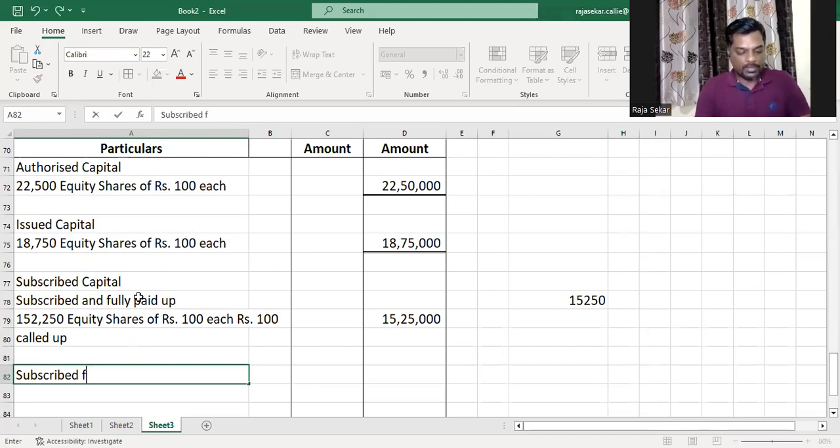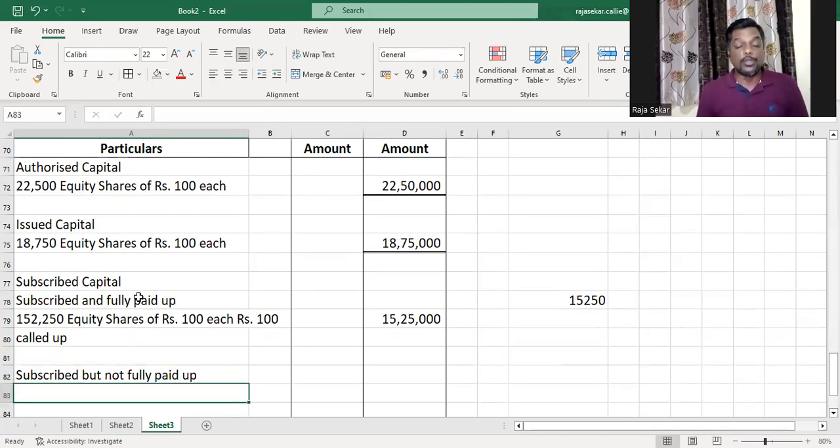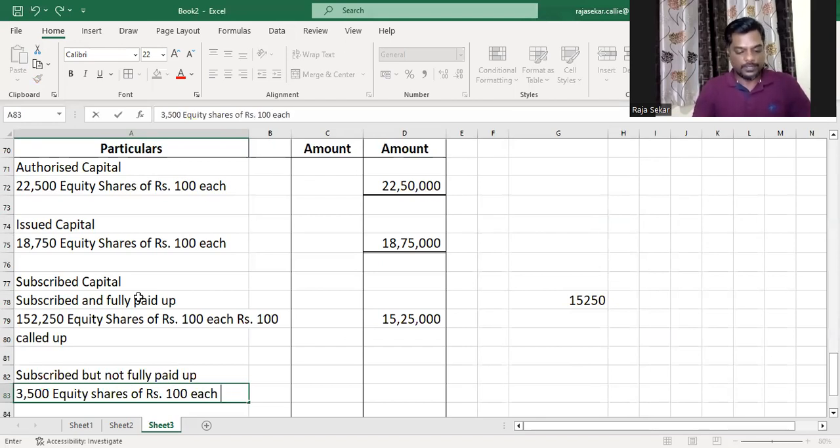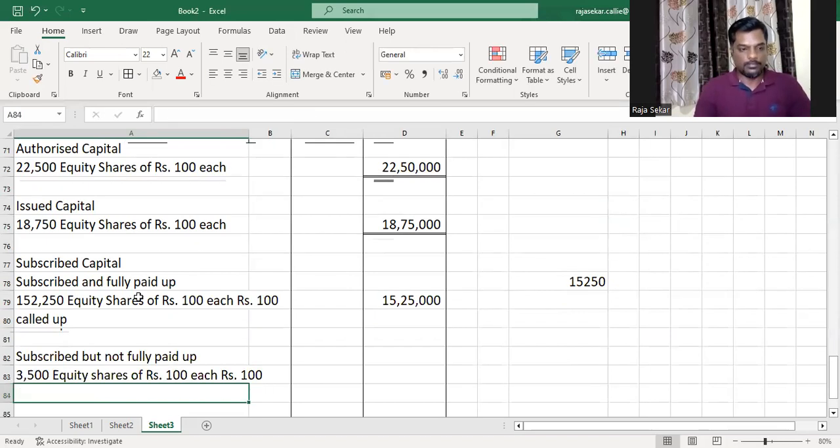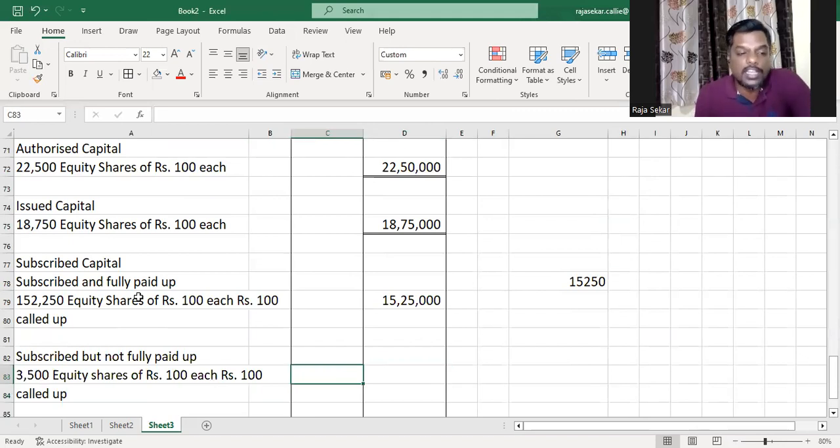And we'll also have a subscribed but not fully paid up section in this question, as we have calls in arrears. How do you present this in the balance sheet? What you do is you write the number of shares which have not been fully paid up. So you write 3,500 equity shares of rupees 100 each, rupees 100 called up. That is how much, my dear children? You write this in the inner column. That is how much?